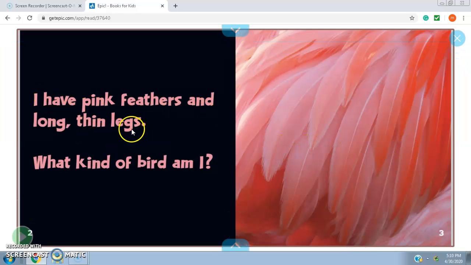I have pink feathers and long straight legs. What kind of bird am I? What do you think it is? A pink fur? Just think, what is this?